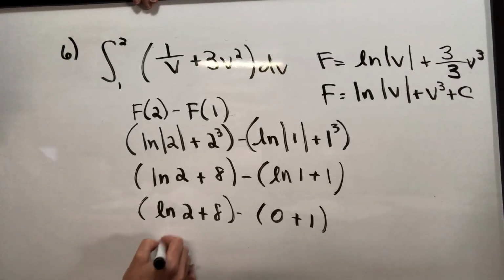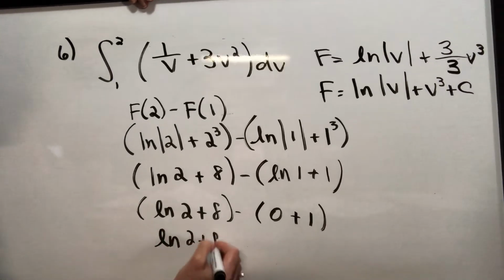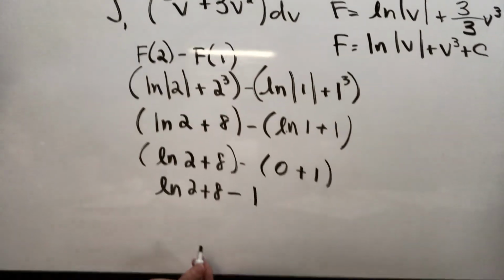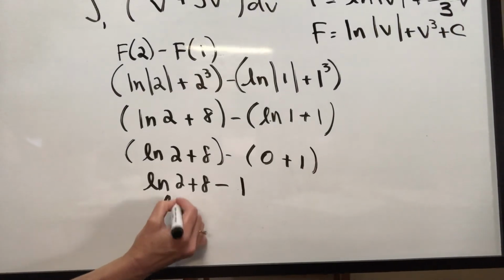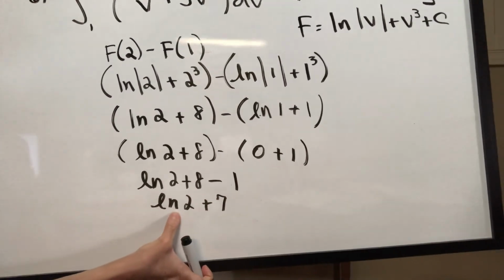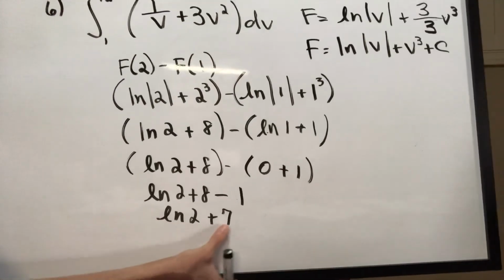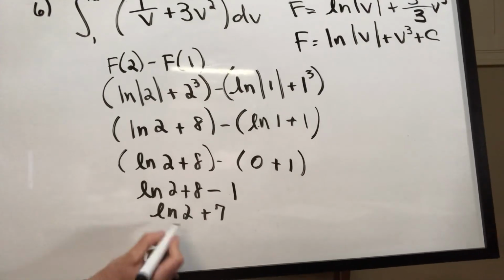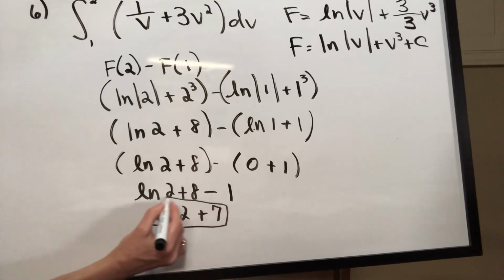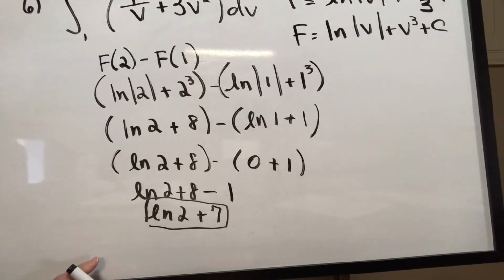So we're going to have the natural log of 2 plus 8 over here. And on this side, 0 plus 1 is just 1. And then that would be the natural log of 2 plus 7. And the natural log of 2 is a decimal, so if you added 7 to it, it would be another decimal. So we're just going to keep it simpler and just leave it in this form. So it'd be natural log of 2 plus 7.